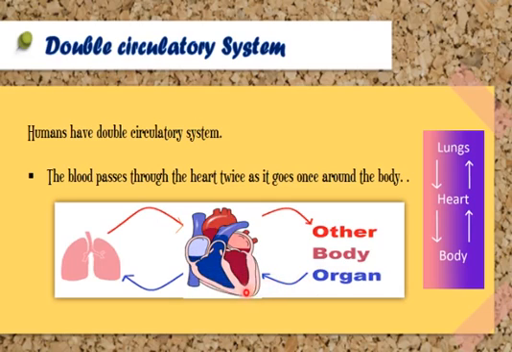The body in turn gives deoxygenated blood to the heart, and then it is moved to the lungs for oxygenation. So in this kind of blood circulation system, the lungs are giving and also taking at the same time. The heart is receiving and giving blood at the same time. The blood passes through the heart twice as it goes once around the body. So this type of system is called the double circulatory system.